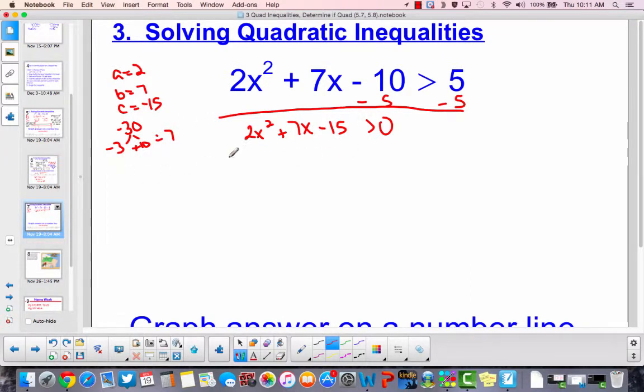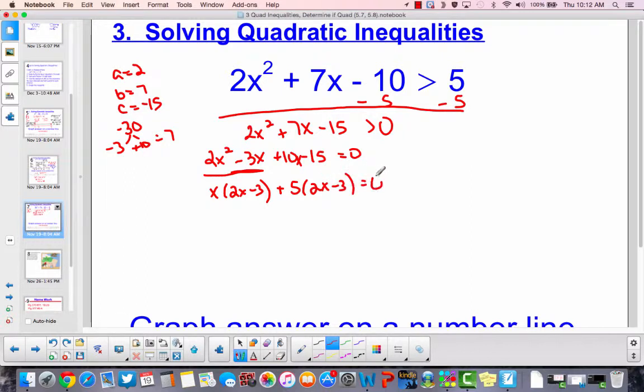Let's just do this one by splitting the middle because we haven't done that in a while. So I have 2x squared minus 3x plus 10x minus 15. And again, we're going to think about it as being equal to 0. GCF for this is x. So I have x times 2x minus 3. GCF for that is plus 5. And that leaves me with 2x minus 3 as well.